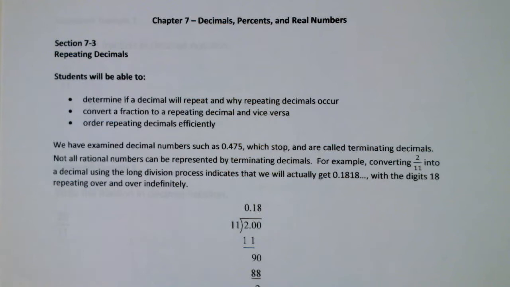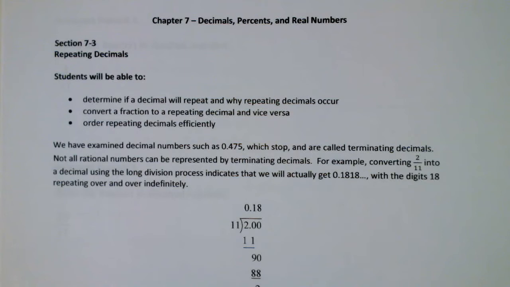Now, already in one of the videos, which is section 7.1, we did talk about terminating decimals. Usually decimals do have a finite set of numbers after the decimal point. That means it ends at some point. Now, we're going to be looking at repeating decimals in this case.